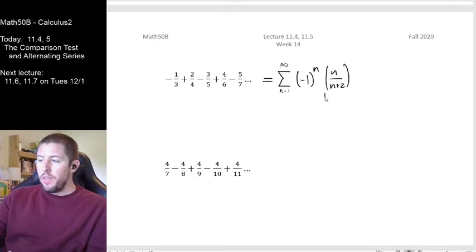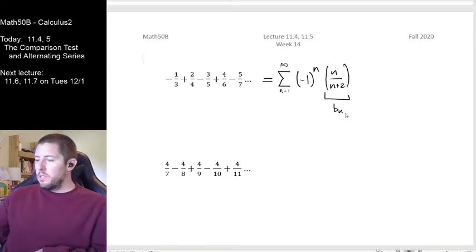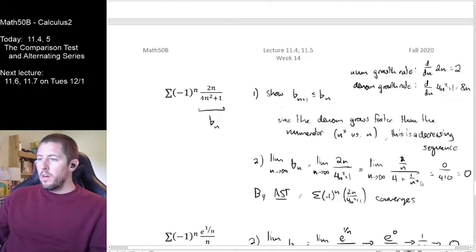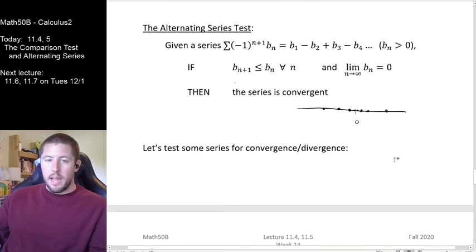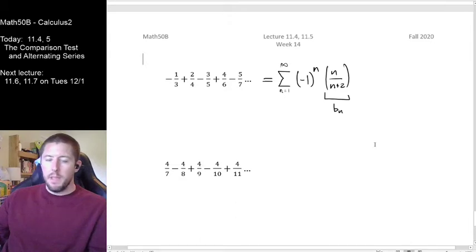So importantly, I have rewritten this explicit series as its summation. I needed to do that so that I could claim what my b sub n is going to be. Now we can attempt to use the alternating series test to determine if this is going to converge or diverge. So what do we know? According to the alternating series test, I need to see that the limit as n goes to infinity of b sub n is 0. I need to see that the magnitudes are decreasing.